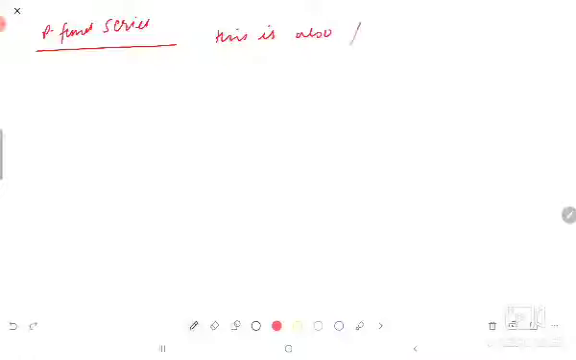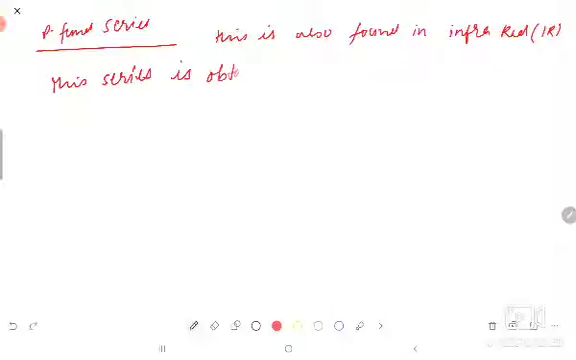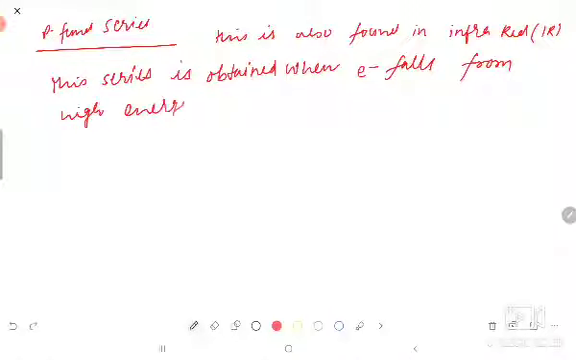This is also found in infrared. IR. Okay. This series, they are saying this series is obtained when the electron falls from high energy orbit to the fifth orbit. High energy orbit to fifth orbit. So it is going to be what? That is the Pfund series. So N2 I am writing, and here I am writing N1.